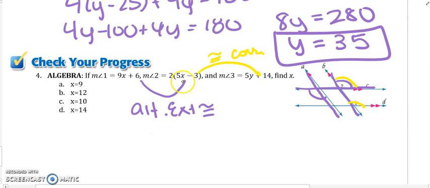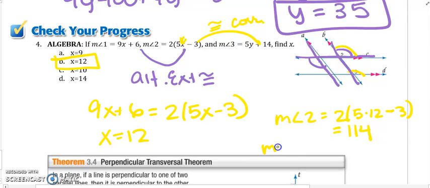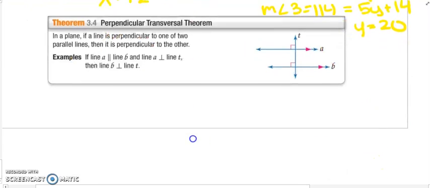So just so you know for your homework, if I were to need to find y, once I find x, which I'll do here in a second, I would plug back in here, then these two are the same. But these two are congruent, so I'm going to say that. I'm going to distribute and solve, and we get that x is 12. So hopefully you can check your work and you got that right. And like I said, we could plug that back in, and so I would say measure angle 2 equals this, and that is 114. So that means the measure of angle 3 equals 114, and I know you didn't have to do this, but you'll need to know how to do it. And the measure of angle 3, it told me was this, and I could solve for y, and y is 20.